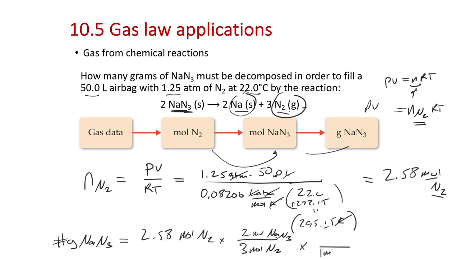So 1 mole of NaN3 is 65.02 grams. And so we're just going from moles of nitrogen to moles of sodium azide, and then moles of sodium azide to its mass. So 1.72 moles of sodium azide times 65.02. That's 111.8 grams. Call that 112 grams.